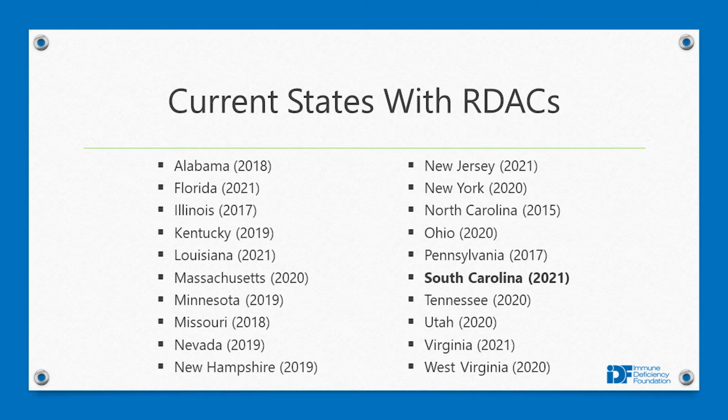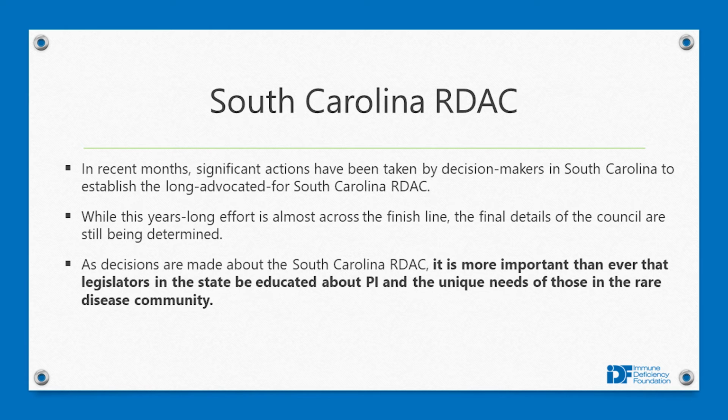The movement to establish rare disease advisory councils in every state has gained significant momentum since the first council was established by North Carolina in 2015. Since that time, a total of 20 states have established their own RDACs, as you can see, including South Carolina. Fortunately, South Carolina's Rare Disease Advisory Council was signed into law this summer. While details are still being determined with regard to makeup and logistics of the council, it's exciting to know that your state has taken this monumental step for all South Carolinians living with a rare disease.